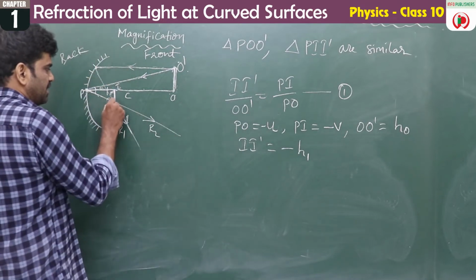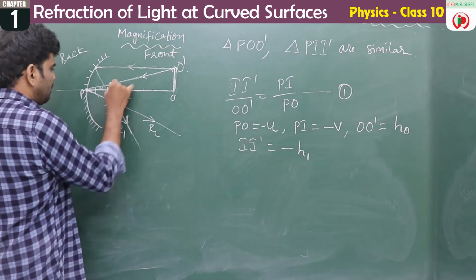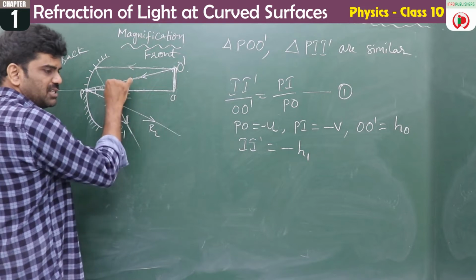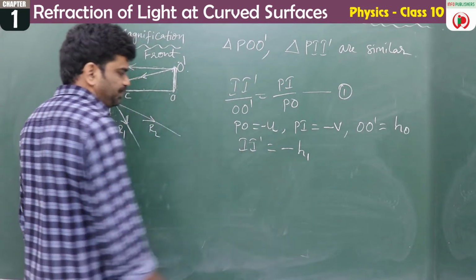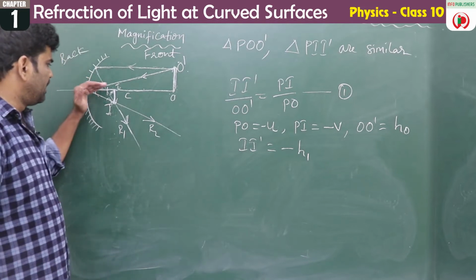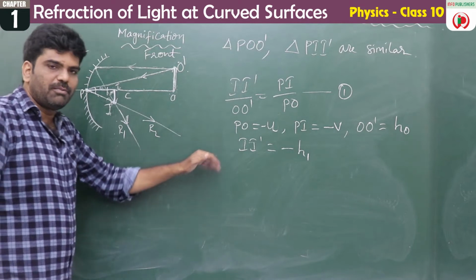Okay, why? Because it is inverted. Inverted means down the axis. So this is down the axis. All the values which are measured from axis to down are negative. So here this is a negative. Above means positive, now down means negative.